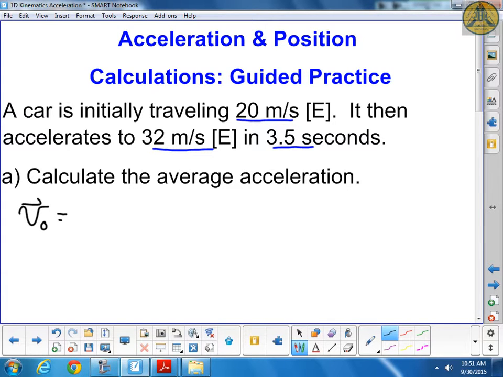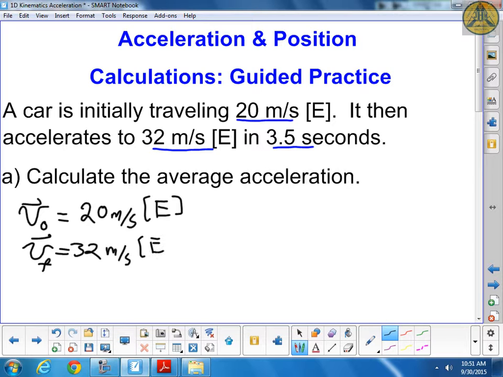Initial velocity, 20 meters per second east. Final velocity is 32 meters per second east. So no changing direction, nothing crazy happening. This is just practicing our math again. Time 3.5. Calculate the acceleration. The same formula we've been using for a few days.